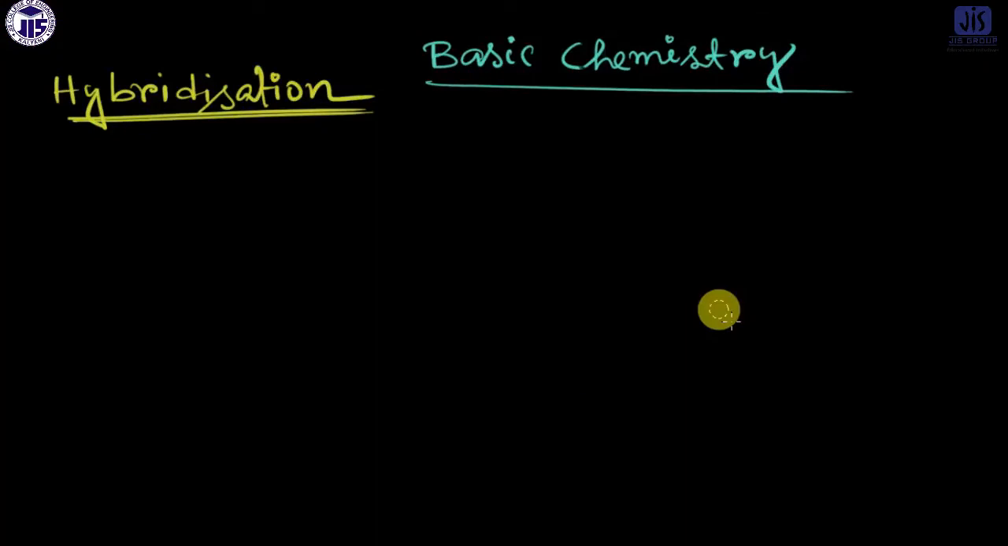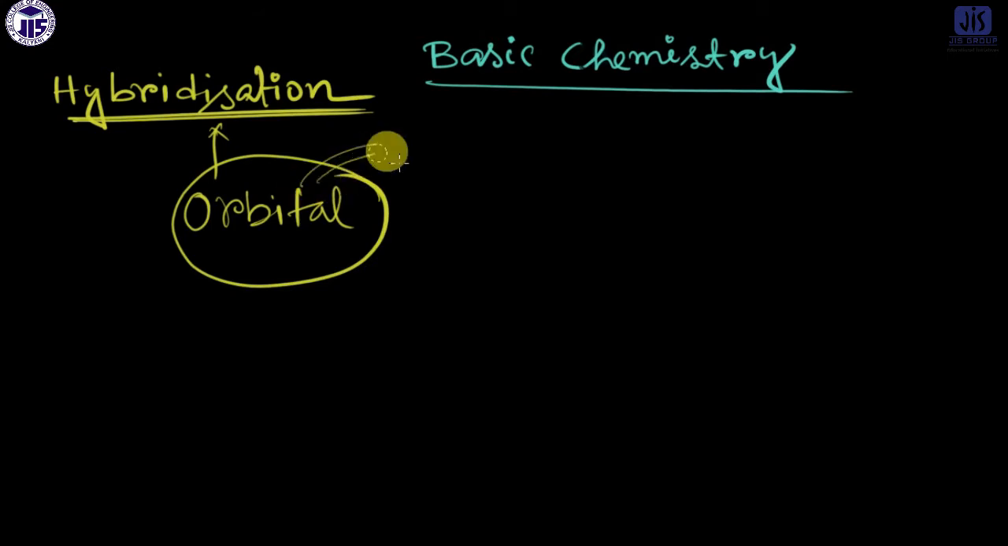You know, what is hybridization? Hybridization means here we will discuss how many atomic orbitals are involved when one covalent bond or one covalent molecule is formed. That means how many orbitals are involved here.